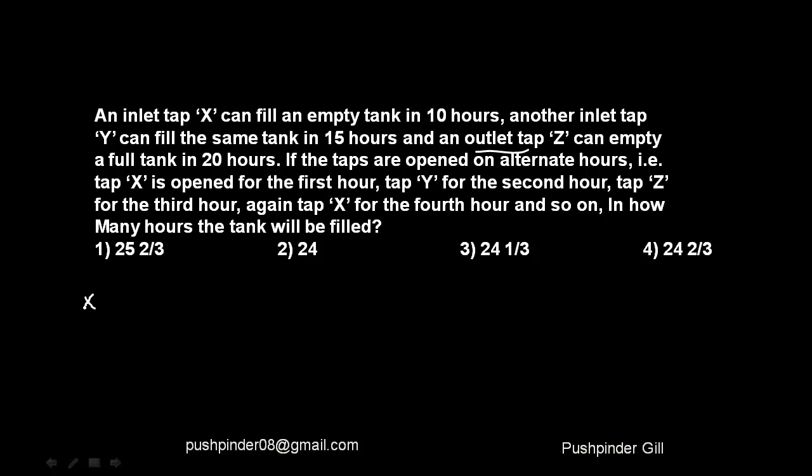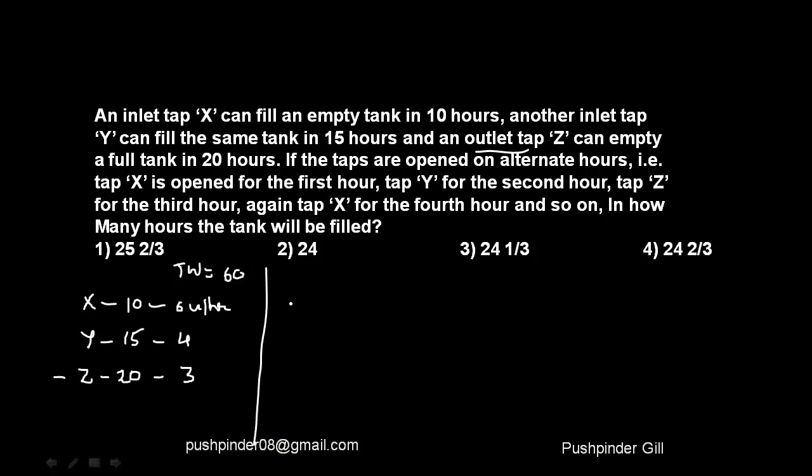So there is this tap X which can fill it in 10 hours. I'm going to be a little bit fast in this question, guys, because I want to show you how fast you can do this question. Tap Y is going to fill it in 15 hours. This is also an inlet. Then an outlet is there which finishes in 20 hours. So let me assume the total work to be 60 units. That means X finishes 6 units every hour. Y finishes 4 units every hour. Z finishes 3 units every hour, right?